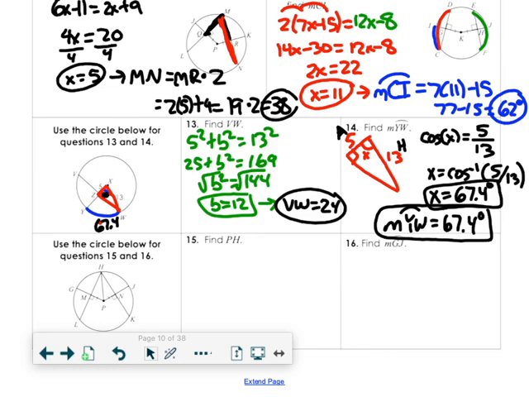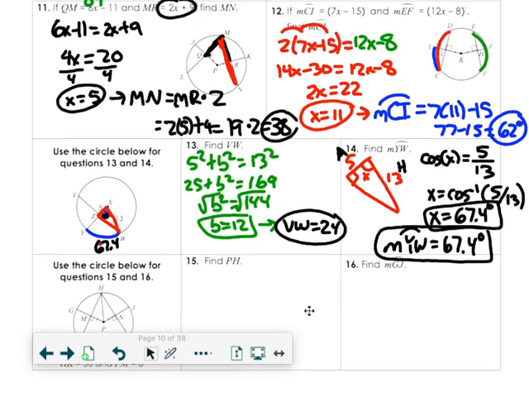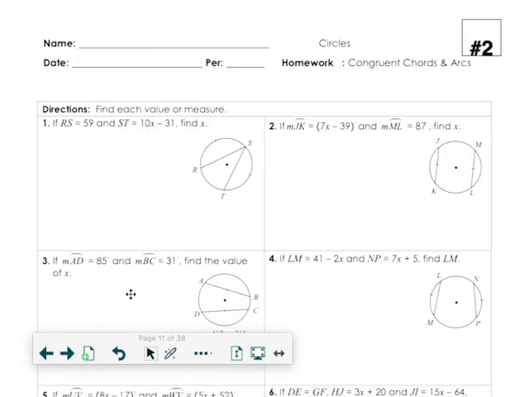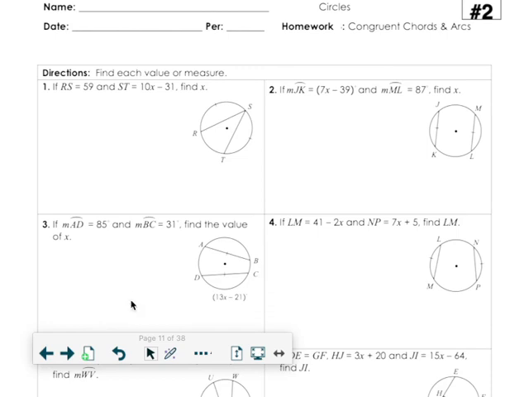Okay, 15 and 16 are going to be exactly the same thing. So I'm actually going to stop this video at this point. Thank you for watching. Let me know, or your teacher know, with whatever questions you need. We are on worksheet number 2.